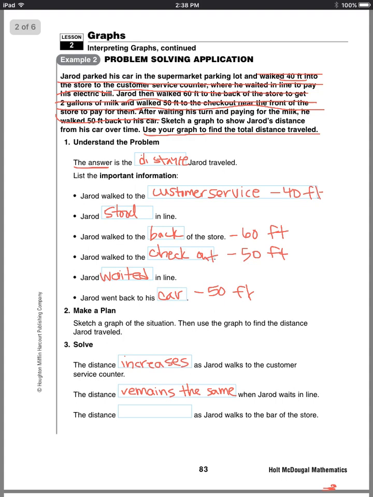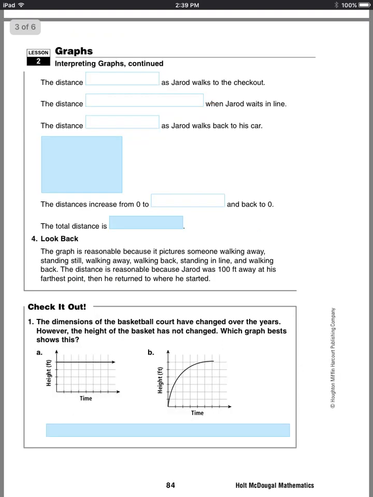The distance blank as Jared walks to the back of the store. Well, the back of the store is going to be further from his car, so we're going to say it increases. And then he walks to the checkout. So as he's walking to the checkout, it decreases because he's getting closer to his car, because we're assuming, based on the problem, that the checkout's in the front of the store. Usually is. Then while he's waiting in line to check out, his distance remains the same.